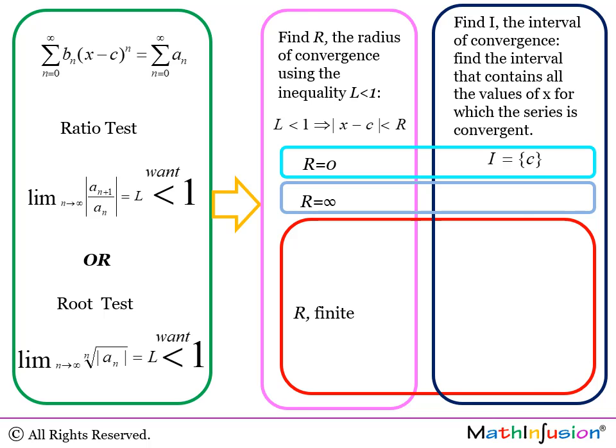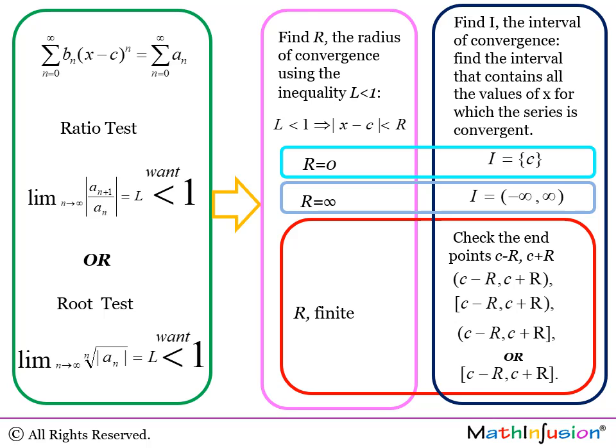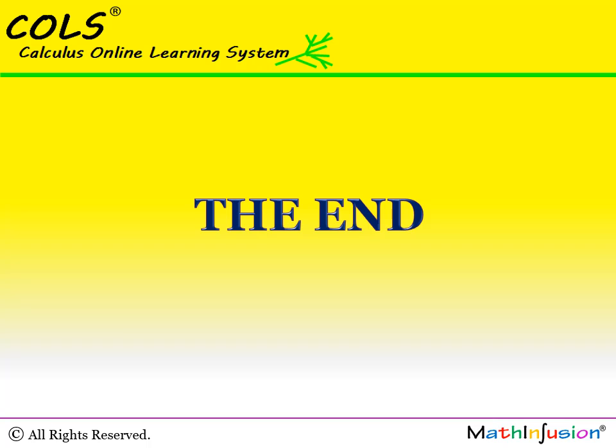We know that when the radius is 0, the interval is just the point which is the center of the expansion. When r is infinity, we know that I is the set of all real numbers. When r is finite, then we have to check the endpoints, and the solution will be one of these four possibilities. In the first one, none of the endpoints are included, and then we have that one of the endpoints is included, and then both are included. The end.